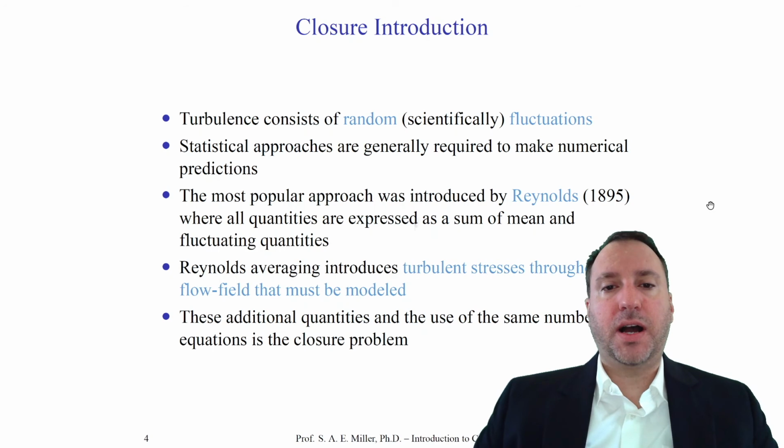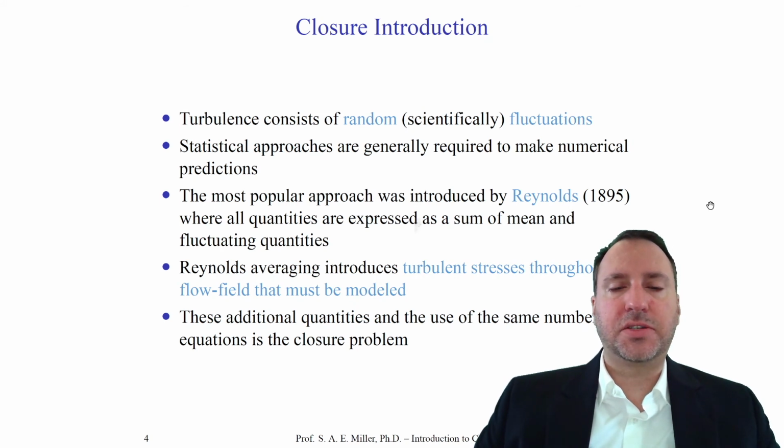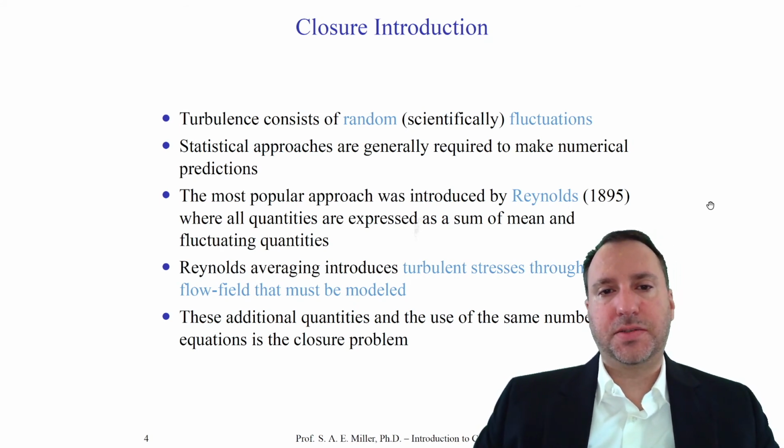Now, the first popular approach was introduced by none other than Reynolds in 1895, amongst other amazing things he did. Here, he expressed all quantities, unknowns that is, in the Navier-Stokes equations as a sum of a mean quantity and a fluctuating quantity. The mean quantity, according to Reynolds, was a time average. That is, he took the flow variables and substituted in the time average plus a perturbation, which of course is just a decomposition. This decomposition contains really no simplifying assumptions by itself.